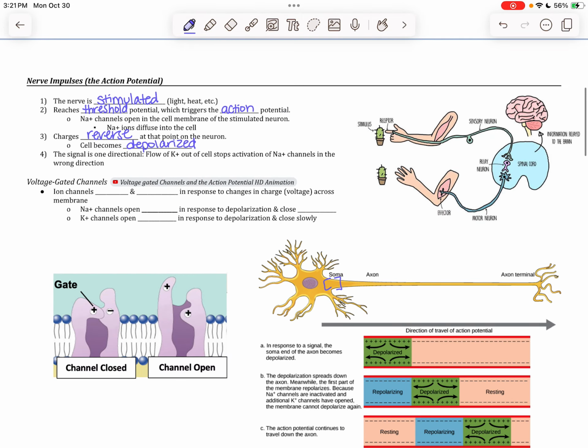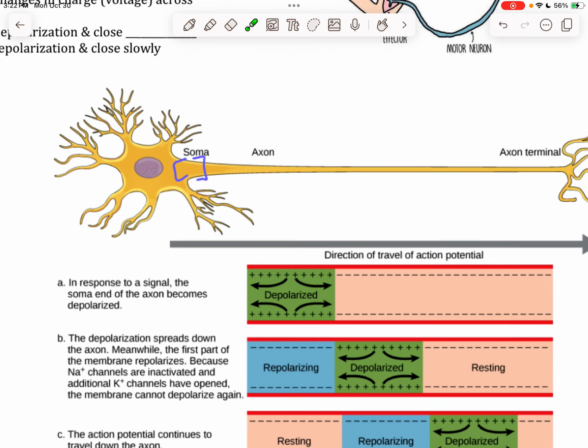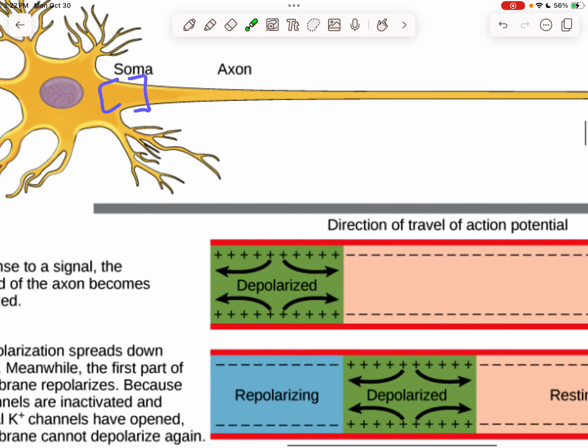So you can see here in this image what I'm referring to. This part in pink is when the neuron is at rest. It's not being stimulated. But once it's stimulated and it meets threshold at this axon hillock, then the sodium ion channels are going to open, and those are going to flood in with those sodiums, and it's going to depolarize the neuron at that point.